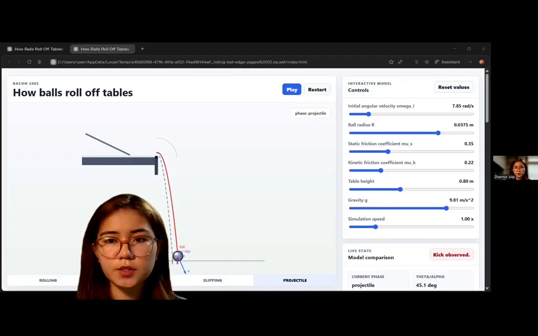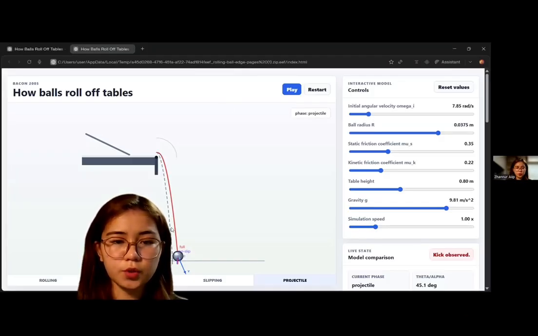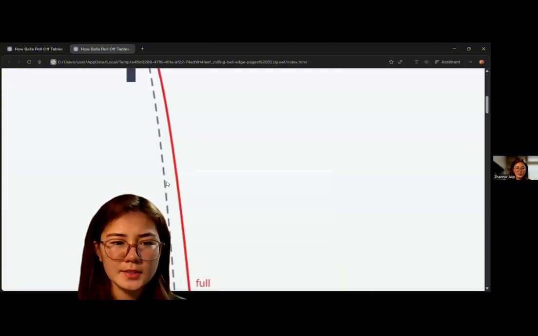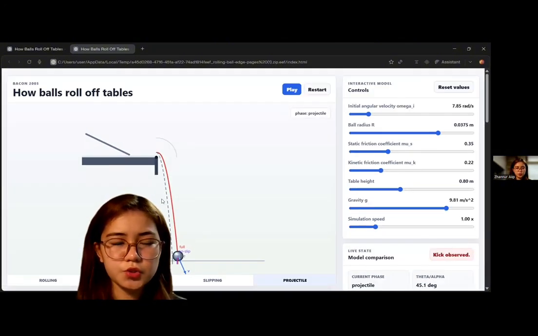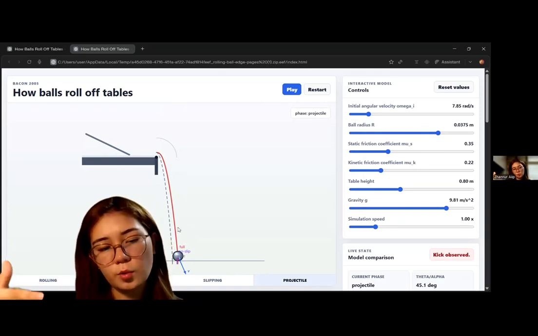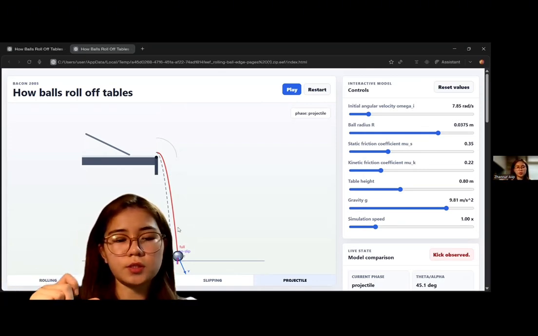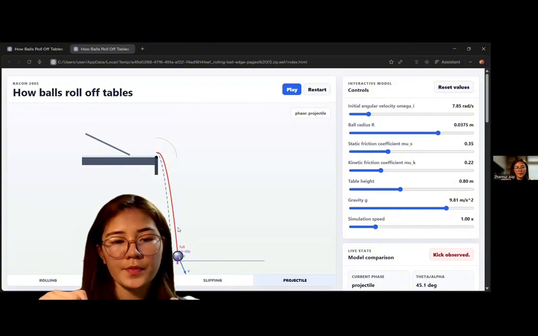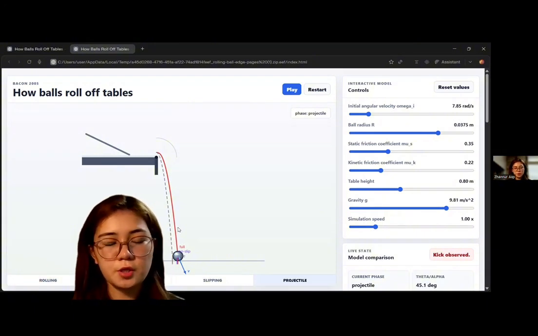Okay, let me demonstrate our simulation. As you can see here, we have two possible paths. The first one illustrates simple projectile motion, while the second one illustrates full motion, which includes a short period of no slip phase and projectile motion.